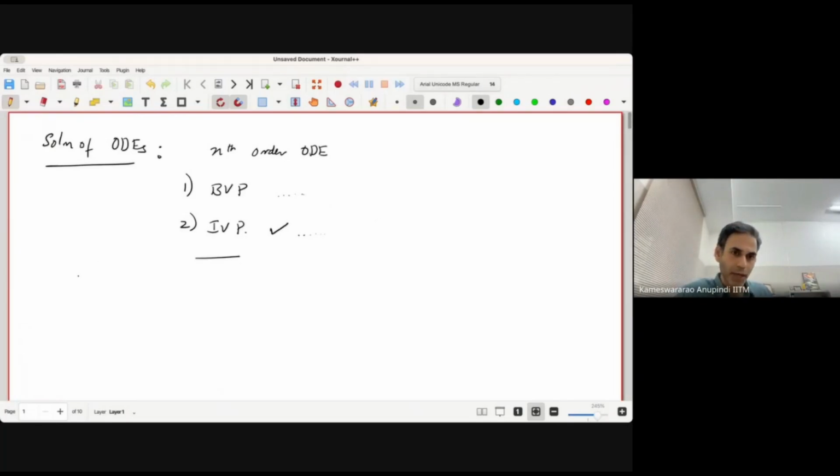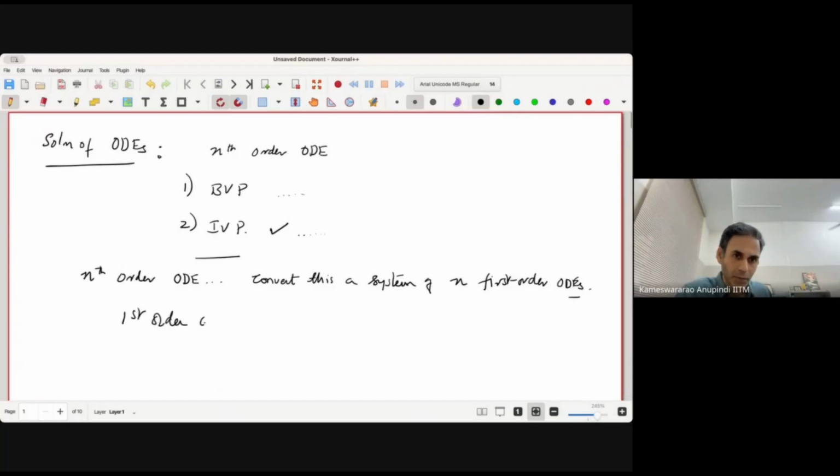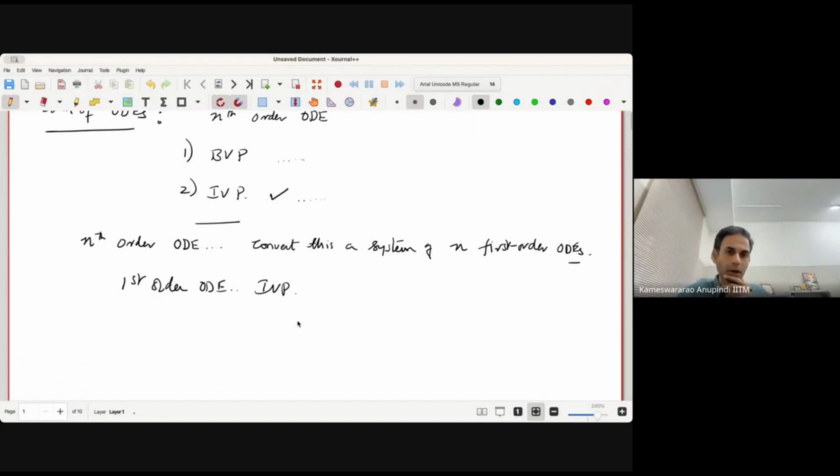Further to this, we also said if we have any nth order ODE, we are able to convert this into a system of n first order ODEs. Okay, so this being the case, we said we are to focus on solving a first order ODE as posed as an initial value problem. So that is the context in which we started looking at solving for the first order ODE.